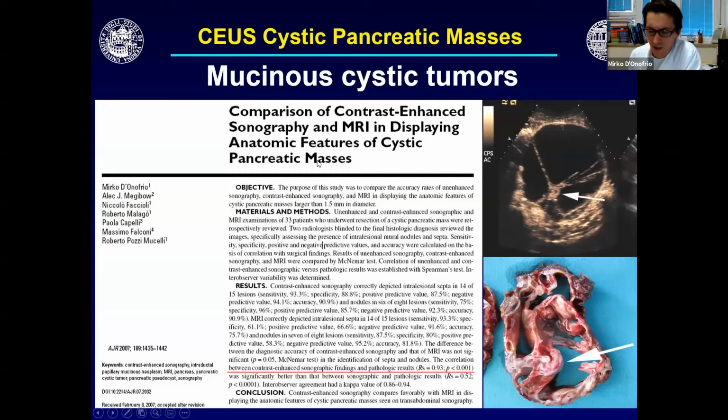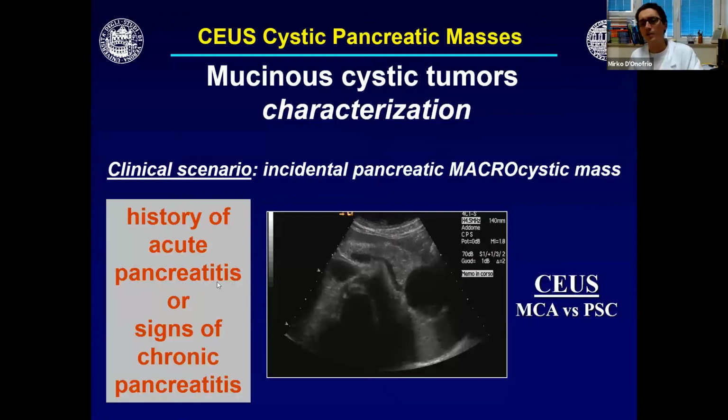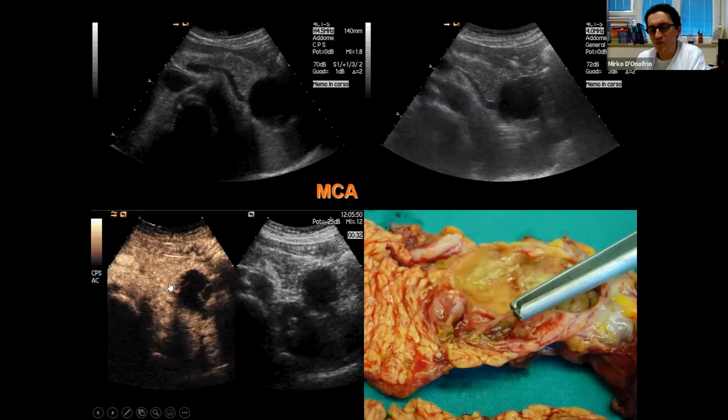The correlation between contrast ultrasound and MR in cystic tumors of the pancreas is very good. If there is no history of acute or chronic pancreatitis, this is an incidental finding. CEUS will show us the presence of septa, as in this case. You can see very small septa, well detectable, better than in B-mode. Proven after resection again as a mucinous cystadenoma.